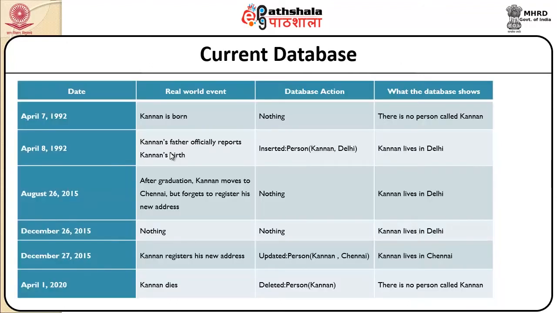To better understand the temporal concepts, let us try defining one of the databases. Let us assume this as the current database. In this current database, I have attributes like date, real world event, database action, what the database shows. Supposing that I have a scenario called a person who is born on a specific day, he has shifted from one place to another, he has graduated, he has shifted from that place and he has shifted to a work location, and finally he died.